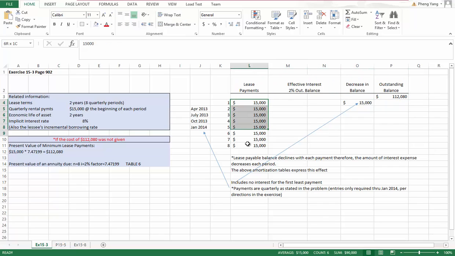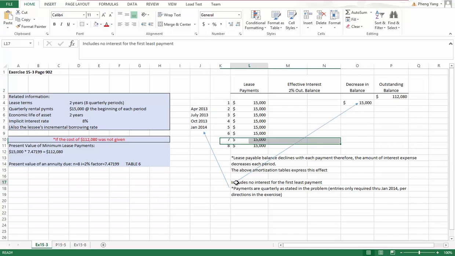Our lease payments is going to be $15,000 every period. I just put the dates here for the corresponding number of payments made here, so that we know we have to make the journal entry up to January 2014. So far, our first payment here does not require interest. Okay, so it's going to be a decrease of $15,000 for our first period.